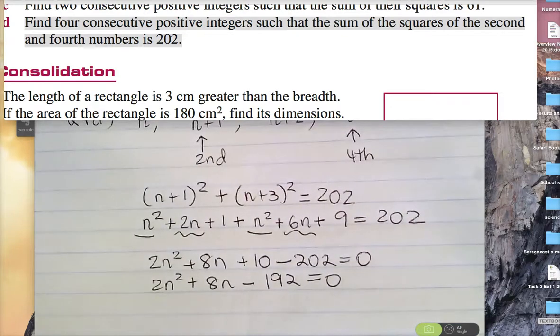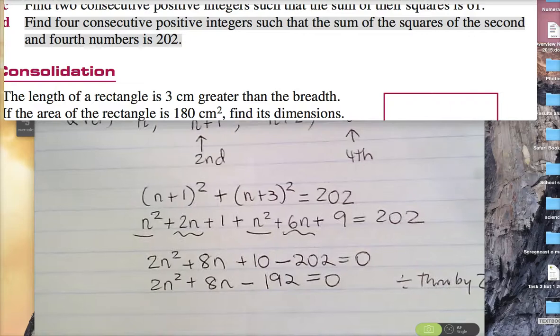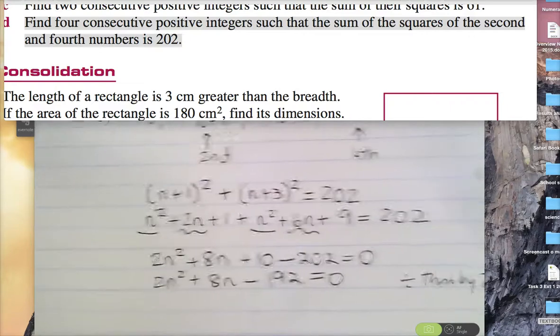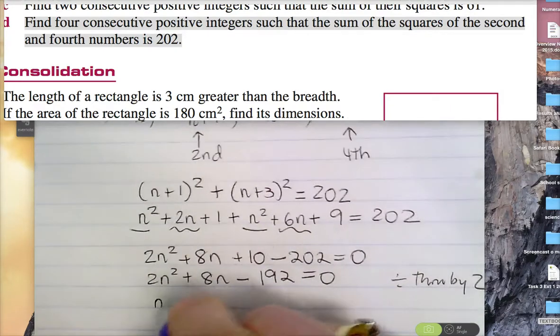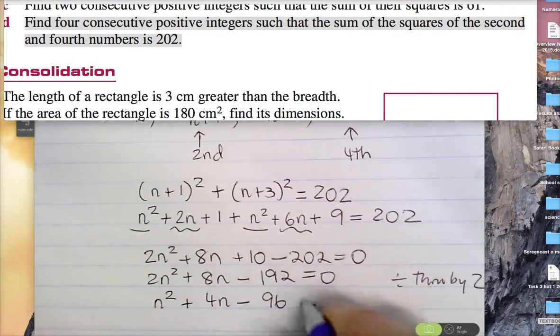Girls, we look at those coefficients, the 2, the 8 and the negative 192, and we notice that they're all even numbers. So you can either factorise a monic quadratic, which I'd prefer to do. What can we do to that to make it easier to factor? Yeah, so divide through by 2, divide the whole thing by 2. You're really dividing left-hand side and right-hand side of the equation by 2. So what do you get? N squared plus 4n minus 96.